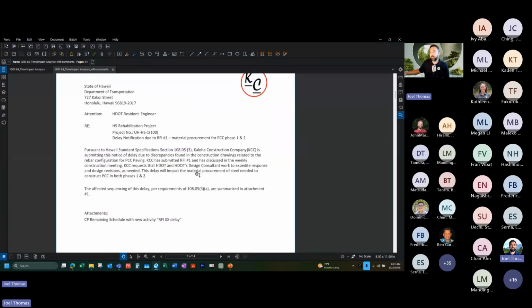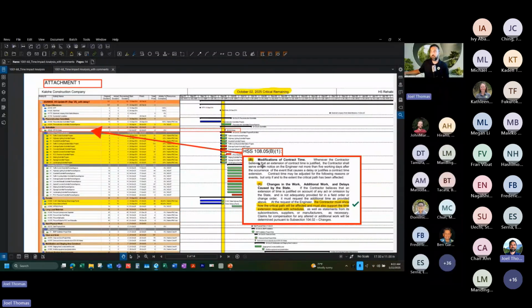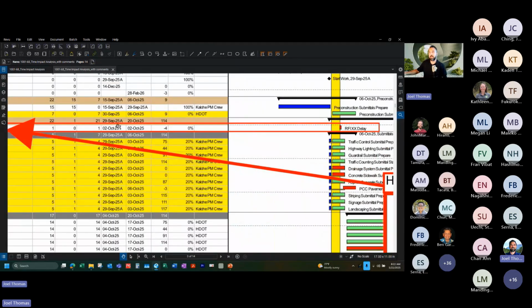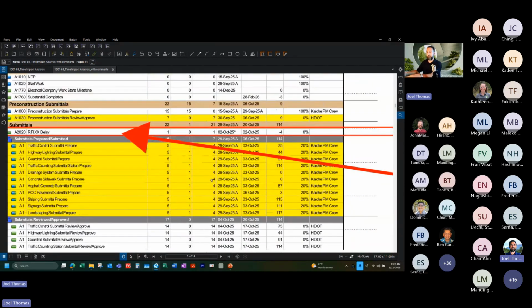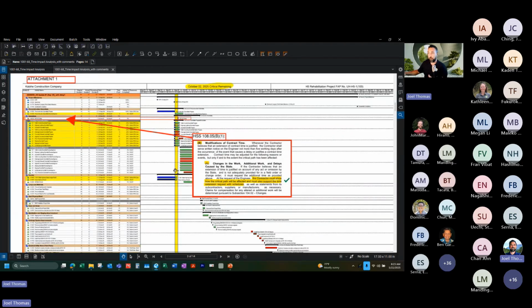It says the delay will impact the material procurement of steel needed to construct PCC in both phases 1 and 2, which we know was on the critical path. They also included, per spec 10805B1, analysis showing how this delay is pushing on my critical path, and I'll zoom in a little bit so you can see. There's my delay. It was added on October 2nd, and it looks like it's pushing out my critical path. As long as we're in agreement that that was extra work, say we've done that merit check. From a schedule standpoint, I would agree that this delay pushed the critical path for the project.